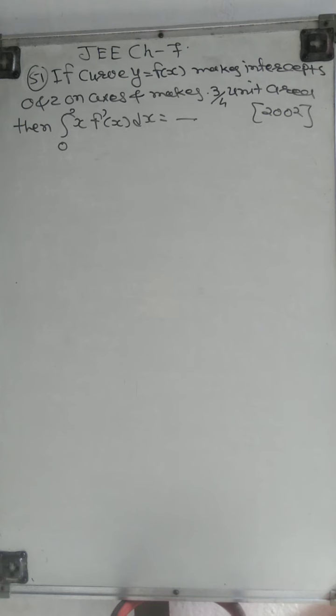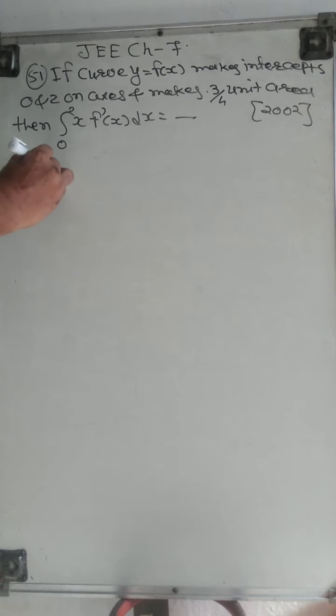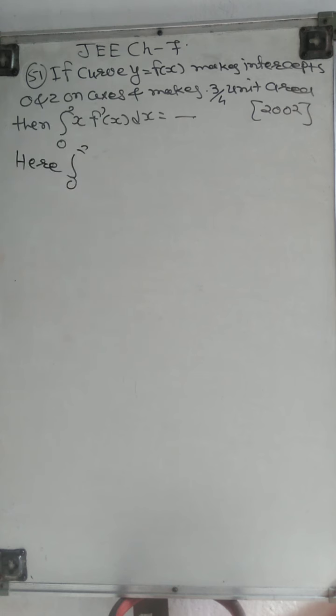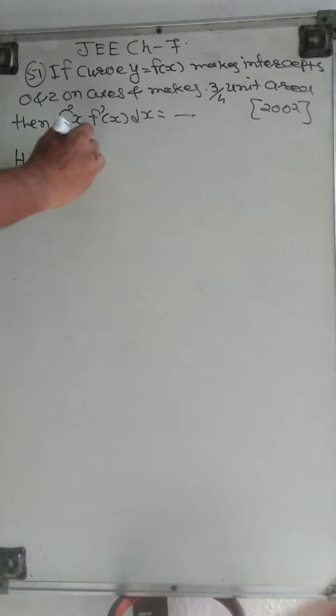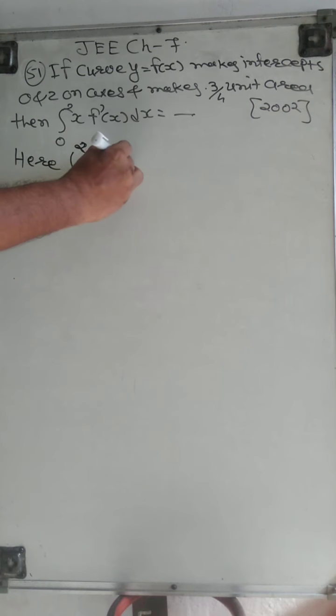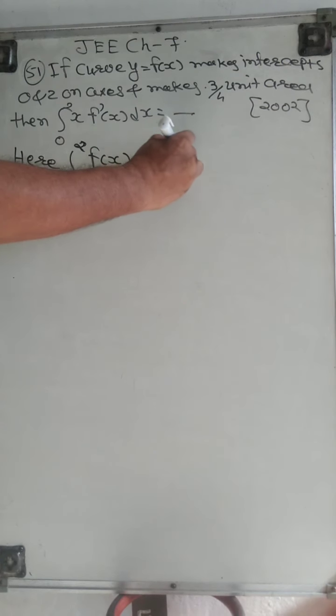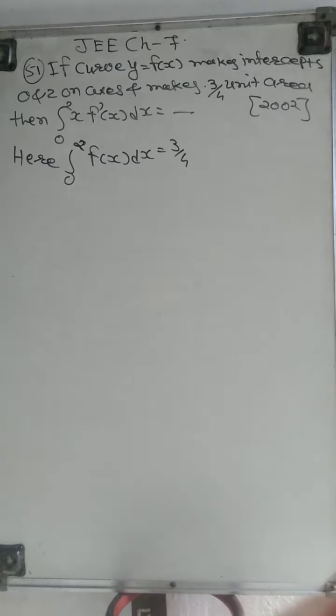Okay, 51. If the curve y equal to f(x) makes intercepts 0 and 2 on the axis and makes 3 by 4 unit area, then integration 0 to 2 x f dash x dx equal to dash. So here it is given that integration 0 to 2 f(x) dx is equal to 3 by 4. This thing is given, right?